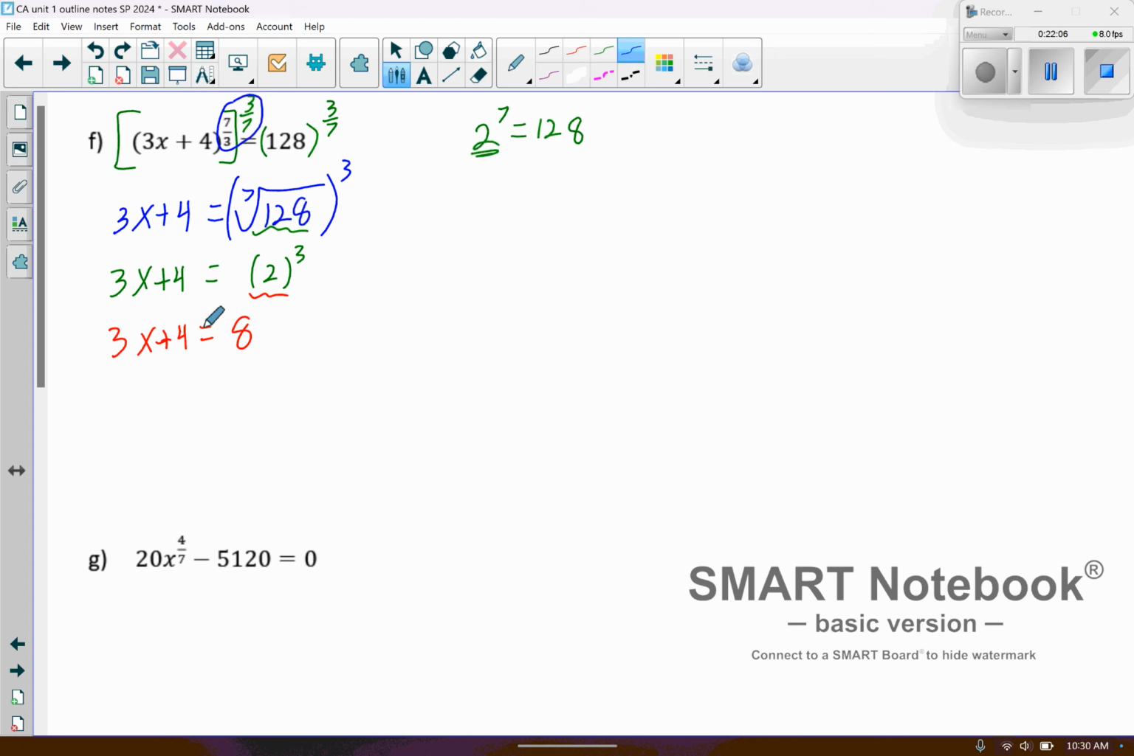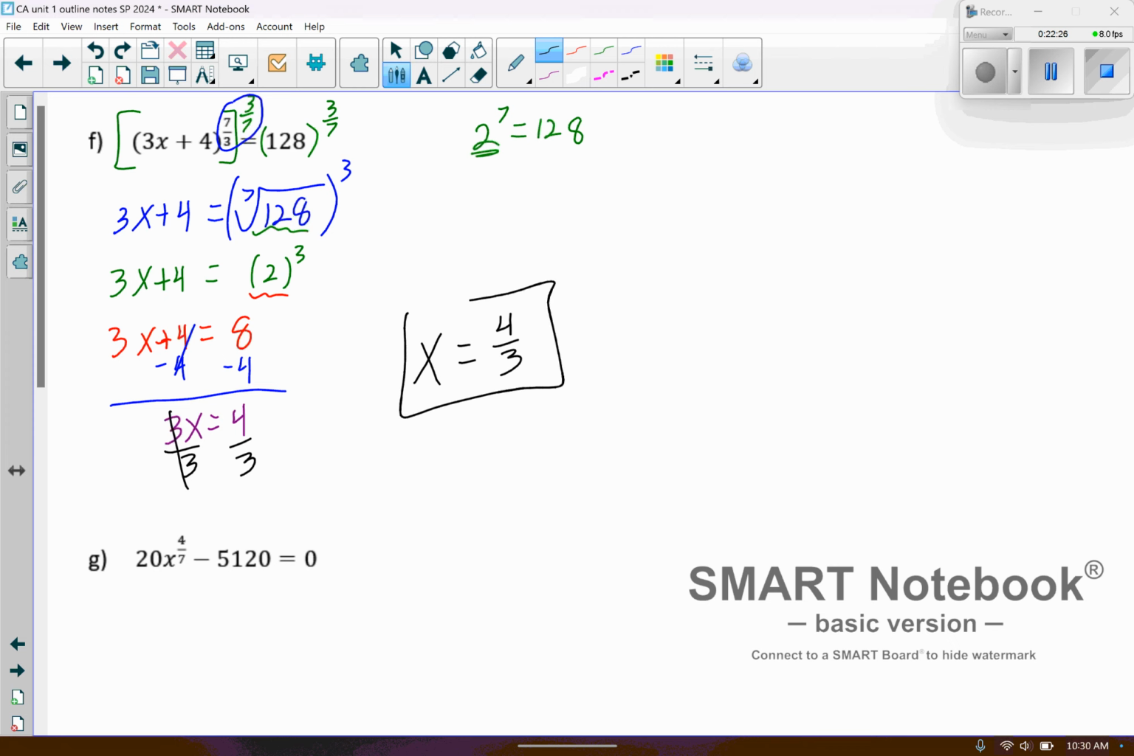And then now we're going to go ahead and finish solving for x. So we're going to subtract 4 from both sides. And now we're left with 3x equals 4. And then divide by 3. And we're left with x equals 4 over 3. Okay, just take it in small pieces and you should be okay. So just break it down.